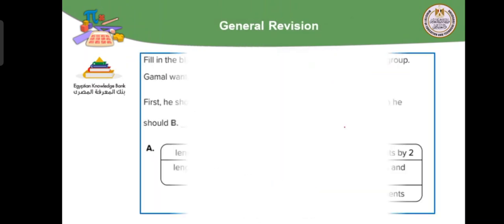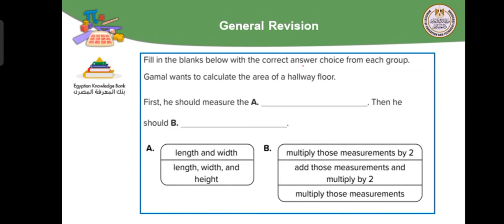Fill in the blanks below with the correct answer choice from each group. Gamal wants to calculate the area of the hallway floor. The floor of a hallway is surely mostly a rectangle. Okay, it's a rectangle. So, first, he should measure A. If I ask about the area of a rectangle, I should first find what and what? Yeah, about the floor only, this is 2 dimensions. So, length and width. Then, after finding length and width, to find the area, multiply those measurements.